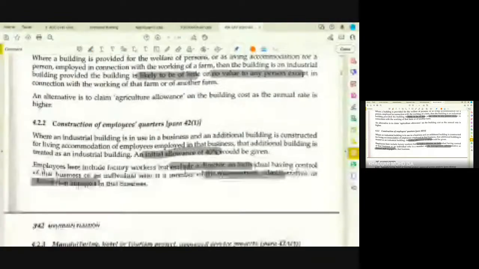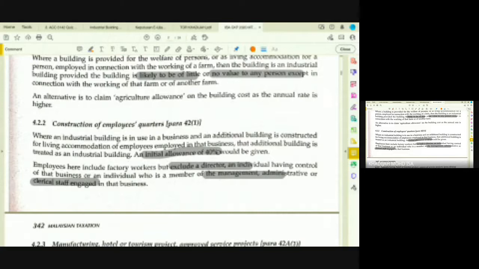Right? But in order for it to be an industrial building, you must make sure that the living accommodation is only for factory workers. You cannot have a director, an individual having control of that business, or a member of the management, admin staff, or any clerical staff engaged in that business living in that accommodation. If you have all these people in that accommodation, then the building is no longer an industrial building, right? You cannot claim allowance on that. So you have to make sure that only factory workers are allowed to live in that accommodation.